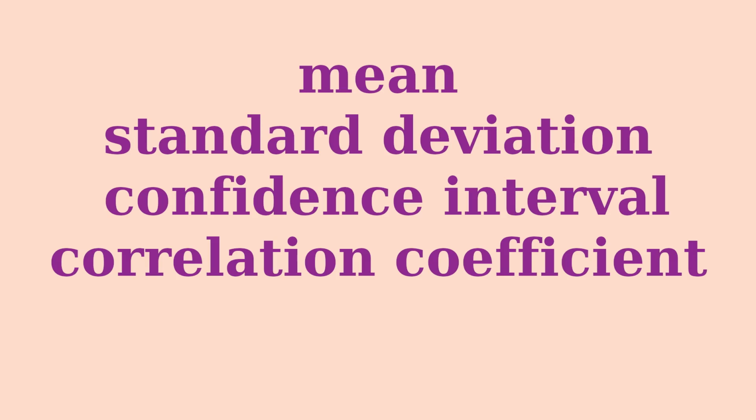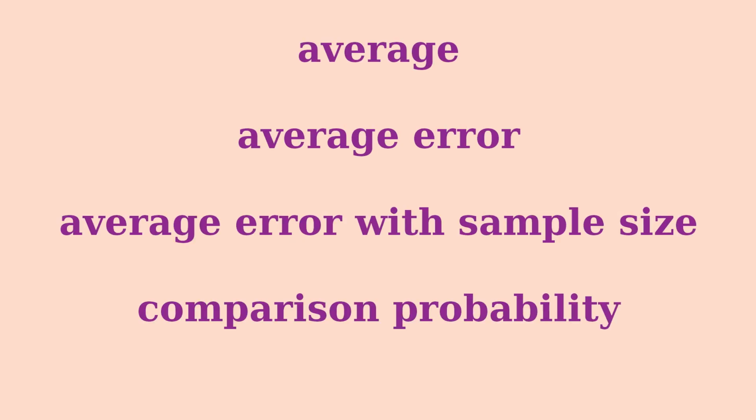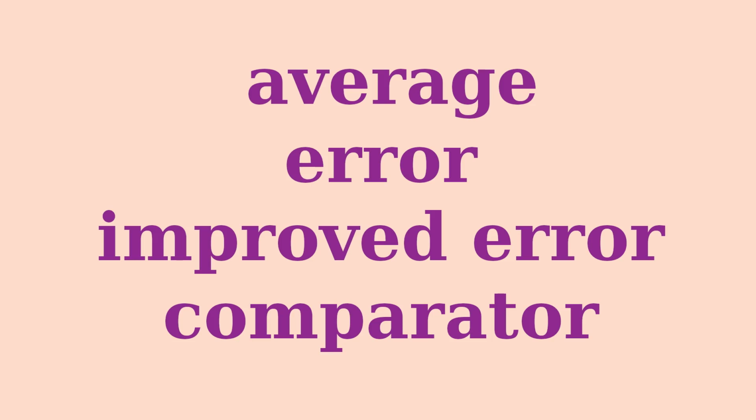I say the 4 most trustable tools are the mean, standard deviation, confidence interval, and correlation coefficient. I think they would be trusted better if called the average, average error, average error with sample size, and comparison probability. Or even better, call them average, error, improved error, and comparator. While many with graduate degrees don't know them, the 4 things on my list of statistical tools can be understood and used by 12-year-olds.